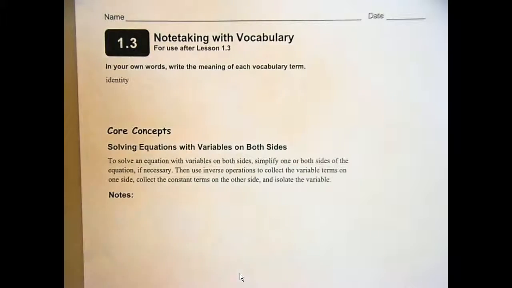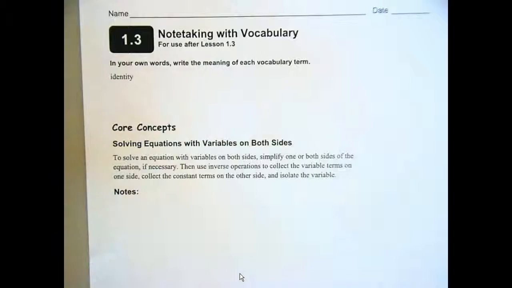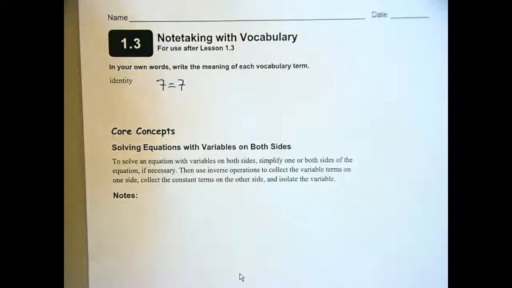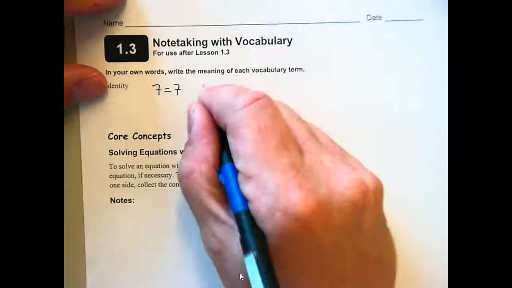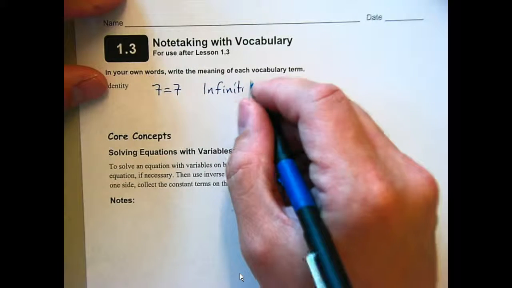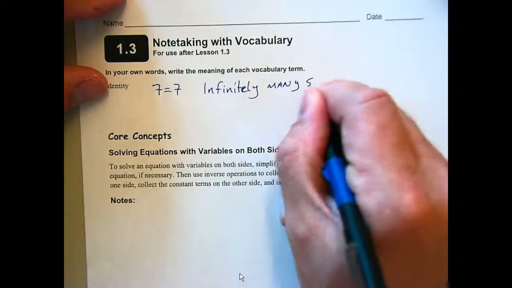On page 14 there are some vocab words. One's an identity. There's going to be times today when you're solving an equation and you subtract your variable on one side, and all your variables disappear. Your variable's just gone, and you get something like 7 equals 7. That's called an identity. We also call that infinitely many solutions. That's your answer: infinitely many solutions.